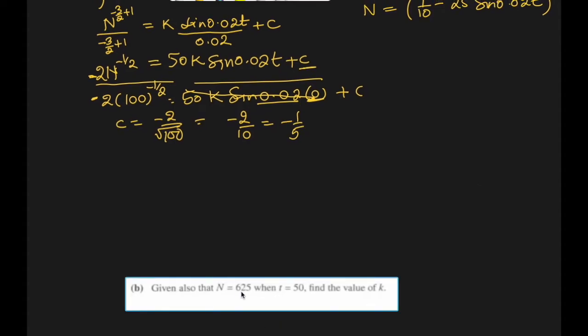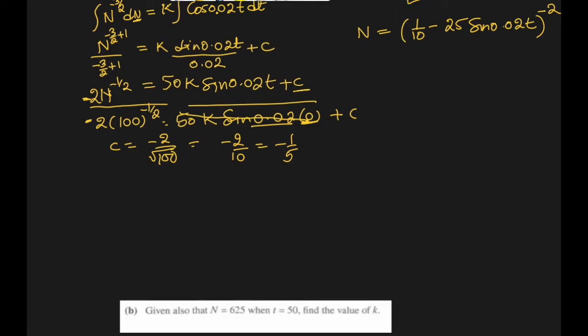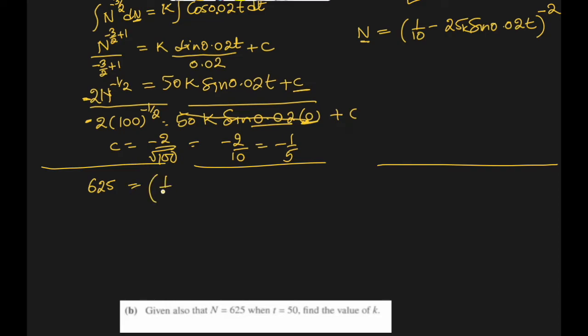Given that n is 625 when t is 50, find the value of k. So we have, oh, I forgot to write k here, 25k. So we will use this situation to find the value of k now. So n is 625, this n equal to 1 over 10 minus 25k sine 0.02 times t is 50, and to the power minus 2.